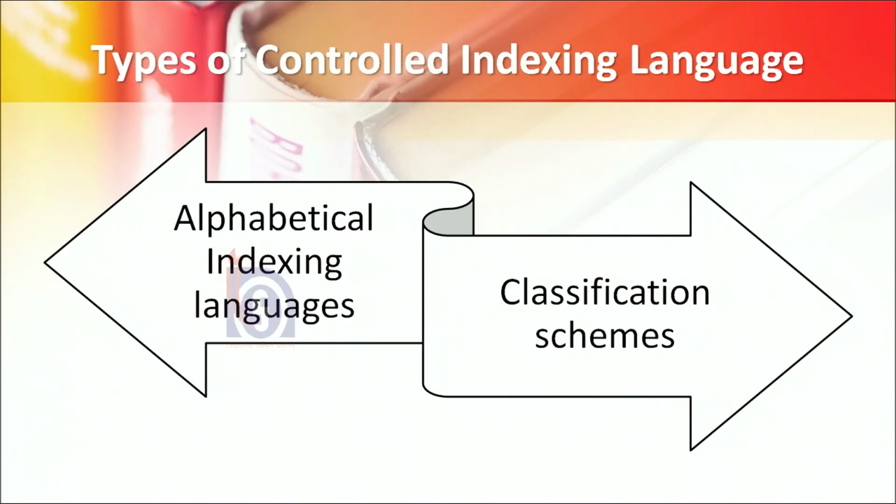Now we will discuss the types of controlled indexing languages. Basically, we have two types of controlled indexing languages. One is the alphabetical indexing language, and the second one is the classification scheme. In alphabetical indexing languages, control is exercised over which terms are used, but otherwise the terms are ordinary words. In classification schemes, each subject is assigned a piece of notation. The usual objective of assigning notation is to place a subject within context with respect to other subjects.